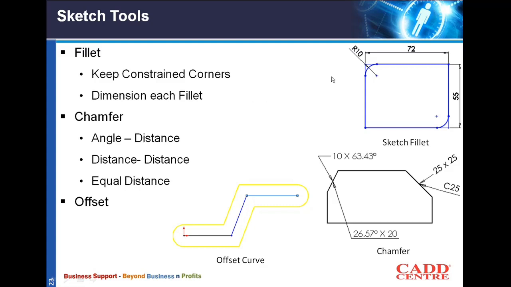This picture will give you an idea about how the fillet is dimensioned and how the chamfer is shown for a sketch. Here you can see distance into angle, once again angle into distance, and here you can see distance into distance, and it is showing equal distance, that is both distances will be the same, which can be represented as C25. And for offset, here one single entity, that is a straight line, is offset using the offset command. Let's see these three commands in SolidWorks.